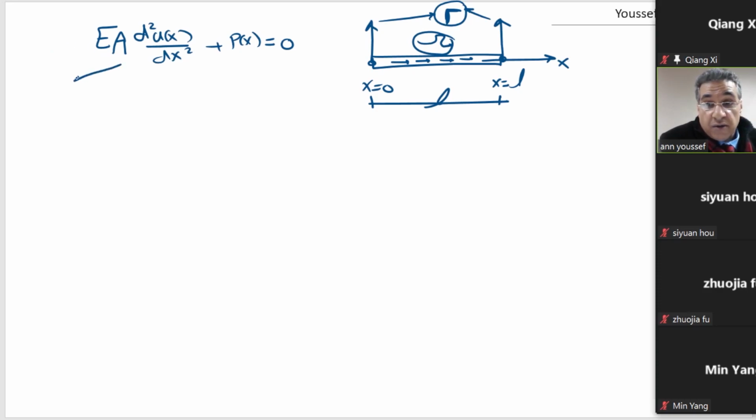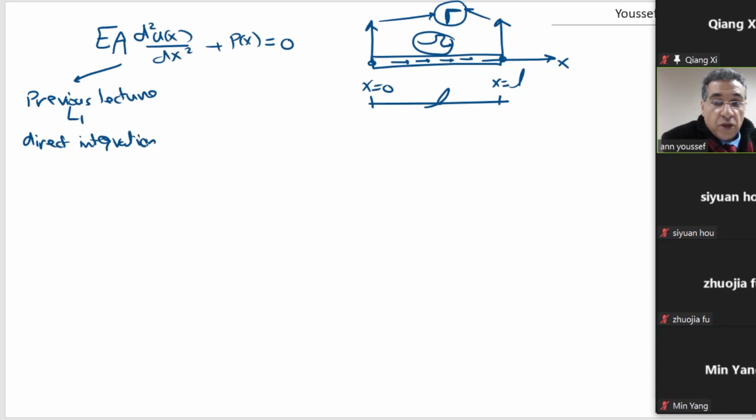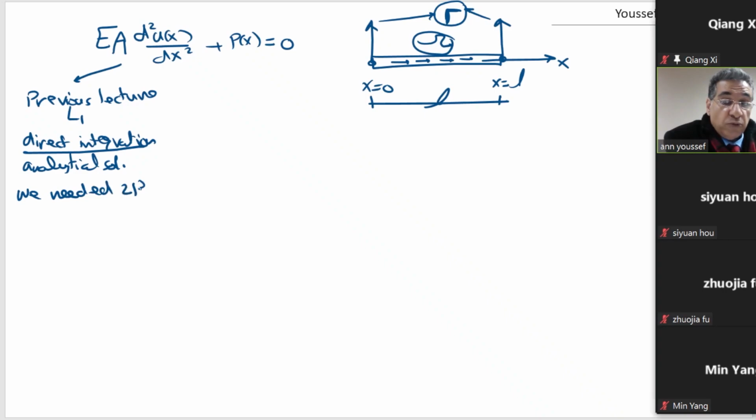In the previous lecture, lecture 1, we integrated twice. We used direct integration. So what we did is actually not a solution of the differential form. What we did is the analytical solution, but by direct integration. When we integrate this, we needed two boundary conditions. So we have two boundary conditions here. Here is boundary condition 1 and here is boundary condition 2, to get the constants of the integration.